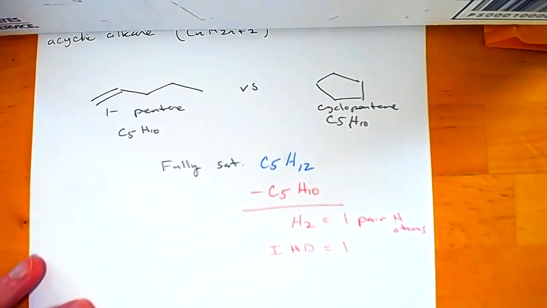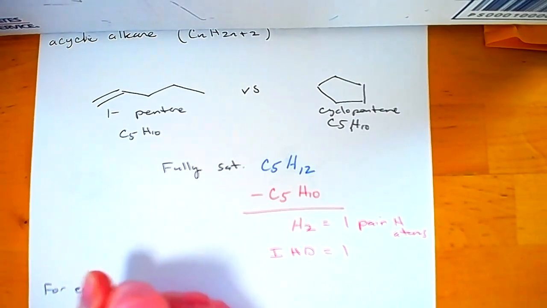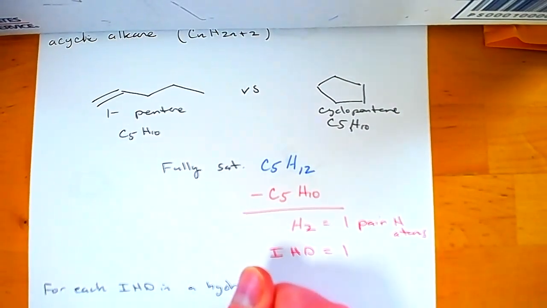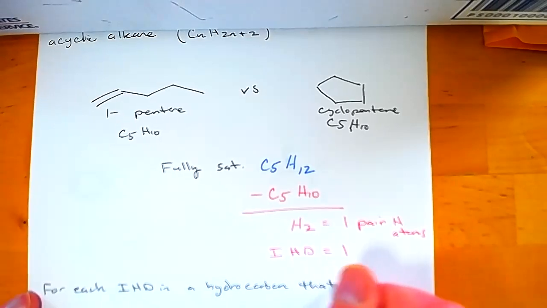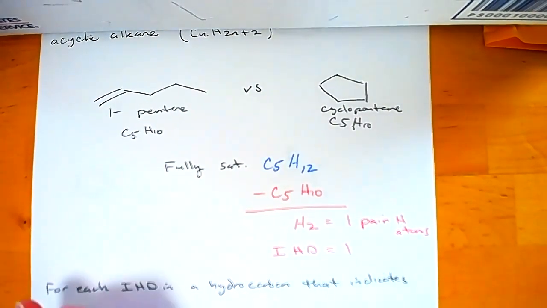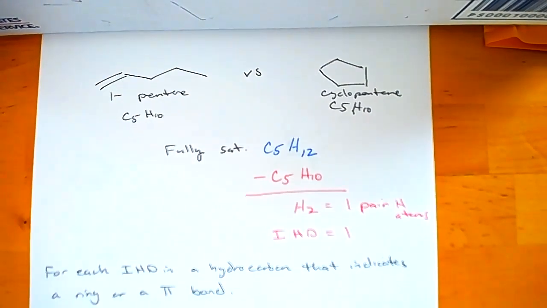Now, for each IHD in a hydrocarbon, that indicates a ring or a pi bond that's associated with that system.